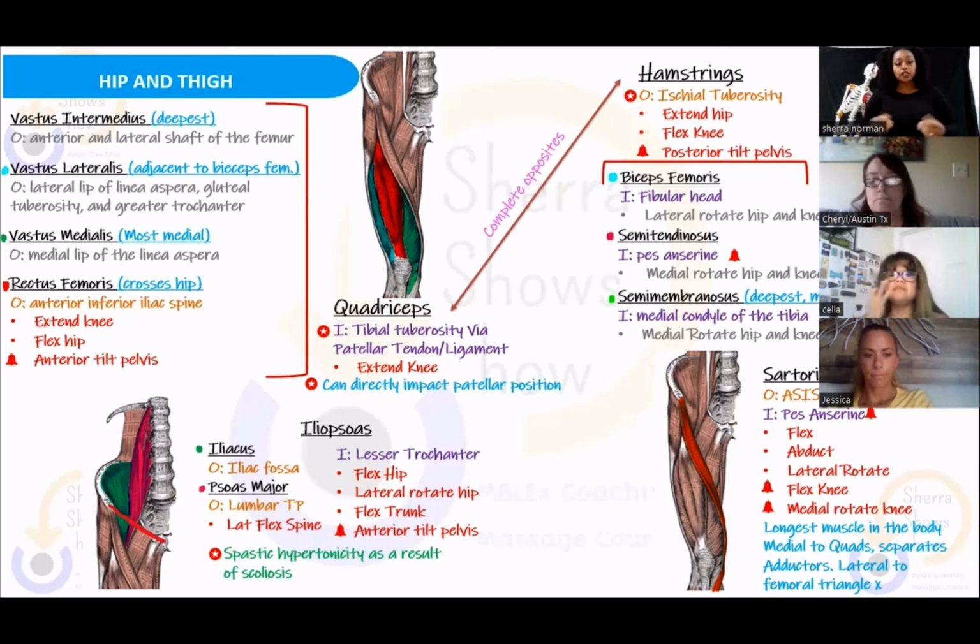Sartorius. It's called sartorius because it's called the tailor's muscle. And that's apparently how tailors used to sit when they were sewing. I think crisscross applesauce is a little easier to remember, okay? Or I think lotus or something if you're into yoga.